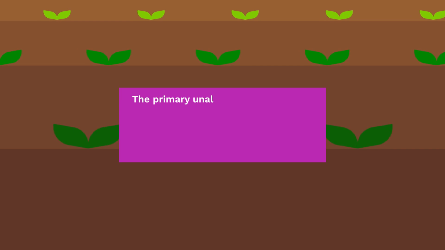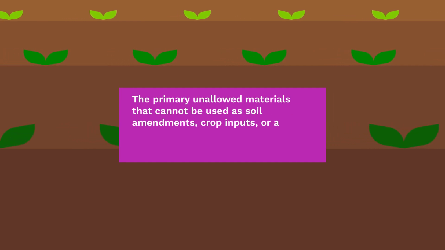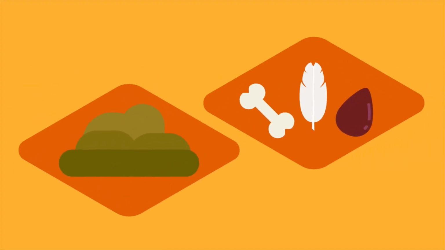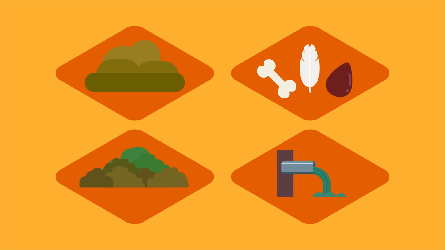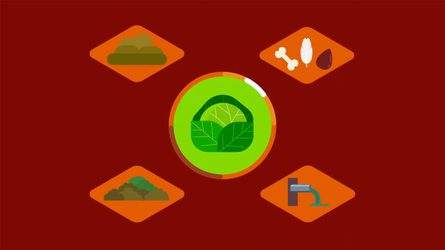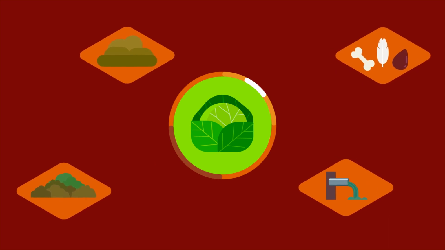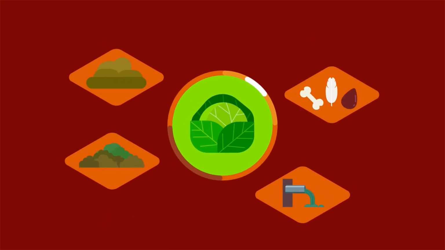The primary unallowed materials that cannot be used as soil amendments, crop inputs, or as ingredients for soil amendments and crop inputs are raw manure, untreated animal products or byproducts, not fully composted green waste, and biosolids. Never apply soil amendments or crop inputs that contain any of these items as ingredients to fields that will be used for leafy greens production or to existing leafy greens crops.